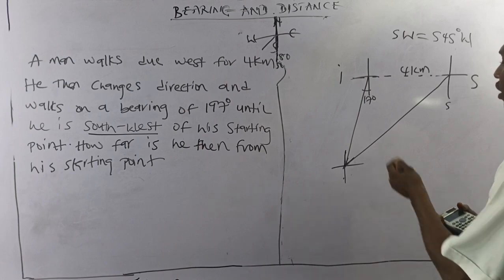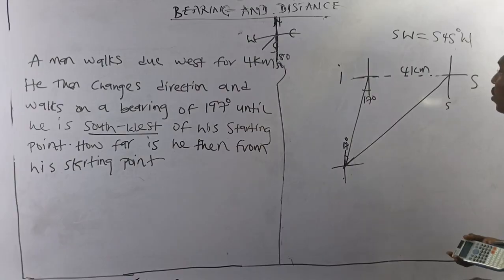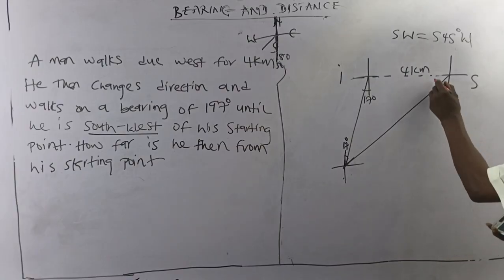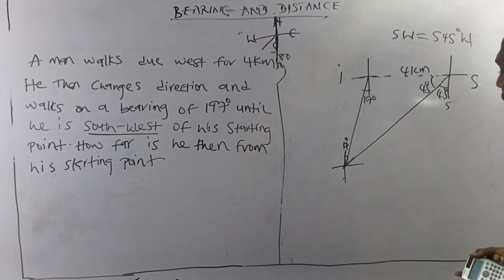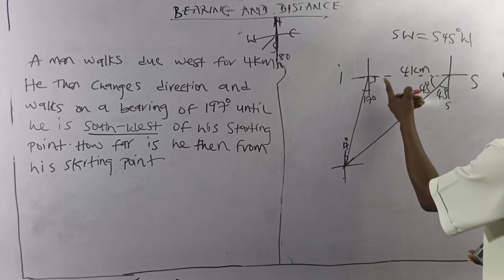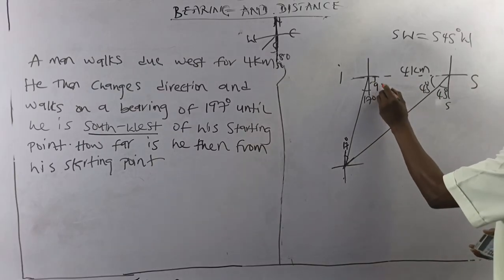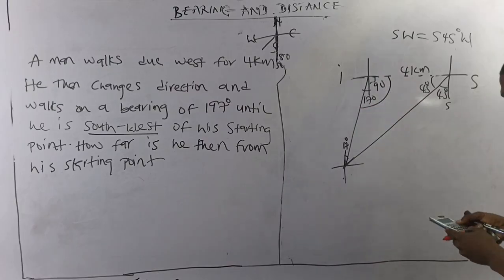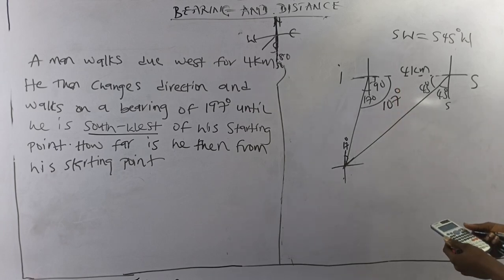Remember, if this is 17, then here must be 17 degrees, alternate angles. Now this is 45 degrees, and here also 45 degrees. Now this is a right angle, southeast of the initial point, so this is 90 degrees. If I say 90 plus 17, 17 plus 90 will give me 107 degrees. Now I've gotten 107 degrees.